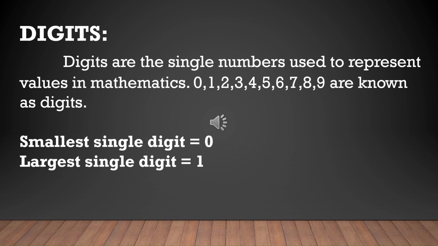Before knowing the numbers beyond 10,000, we must know what are digits. Digits are the single numbers used to represent values in mathematics. 0, 1, 2, 3, 4, 5, 6, 7, 8, 9 are known as digits. Smallest single digit is 0, largest single digit is 9.